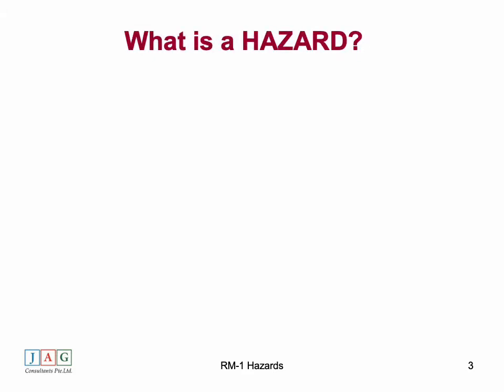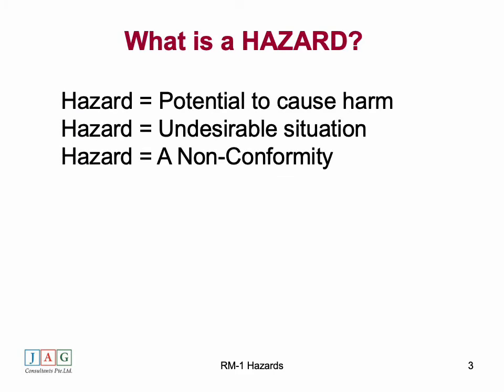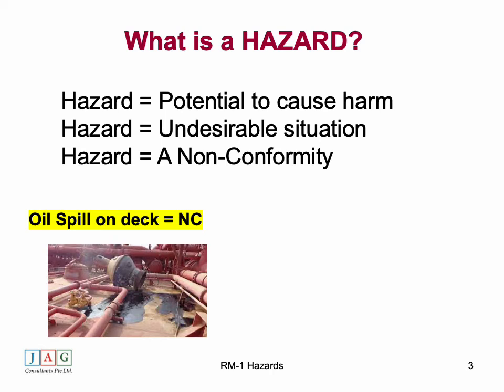Now, what exactly is a hazard? Hazard is a state or a condition which has the potential to cause harm, and thus it is also a non-conformity, an undesirable situation. So let's look at an example. Oil spill on deck causes decks to be slippery. So the slippery deck is a hazard, and it is also a non-conformity since the oil spill should have been cleaned up in good time.